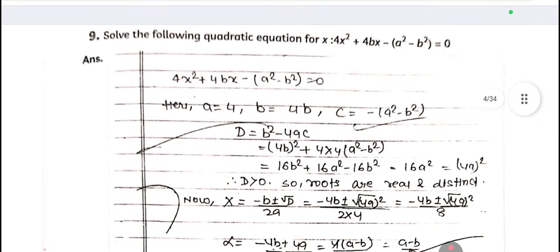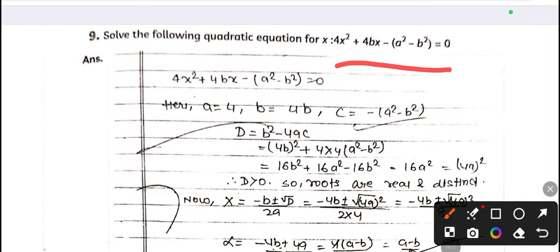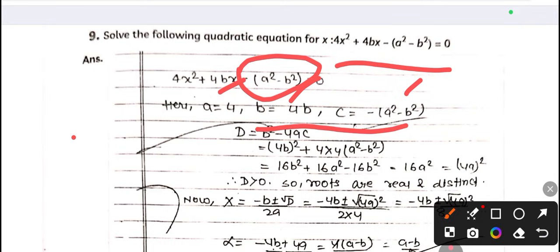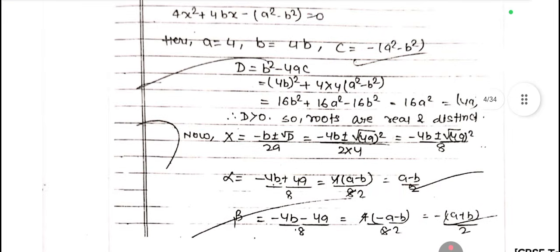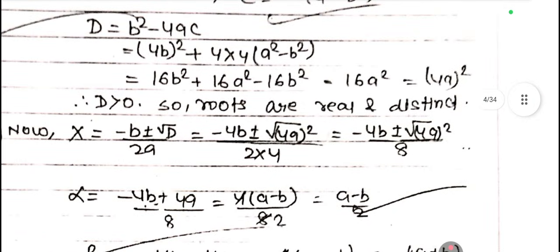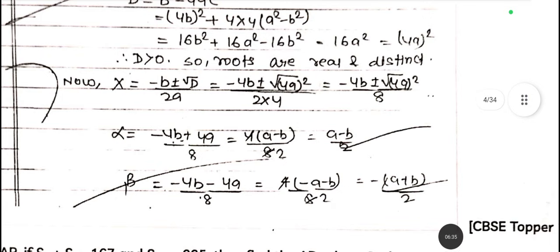I highly rate this type of question. Solve the quadratic equation in the variable x: 4x square plus 4bx plus a square minus b square. If they just said solve, we can use the quadratic formula also. We can write a is 4, b is 4b, c is minus a square minus b square. You feel this a square minus b square and this abc may confuse, now you can use even capital A, capital B, capital C, children. Simplify the D value. They got D value as 16a square, that we can write as 4a whole square. Then they can apply the formula, square root over 4a square. We can simplify and get the alpha and beta values. Yes or no?